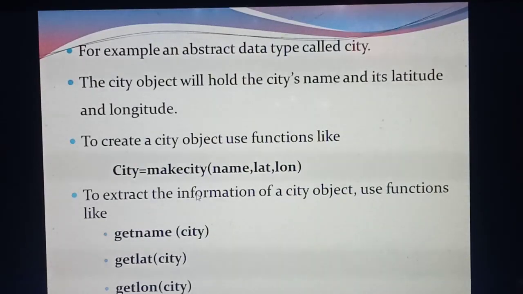What is the information? The name of the city it will get separately, the latitude of the city it will get separately, and the longitude of the city it will get separately. So each and everything it will display or retrieve separately. See the next example: get name of city, get latitude of city. Name, latitude, longitude, all of them belong to which one? The city object. You are going to retrieve the information individually or separately. Understood?